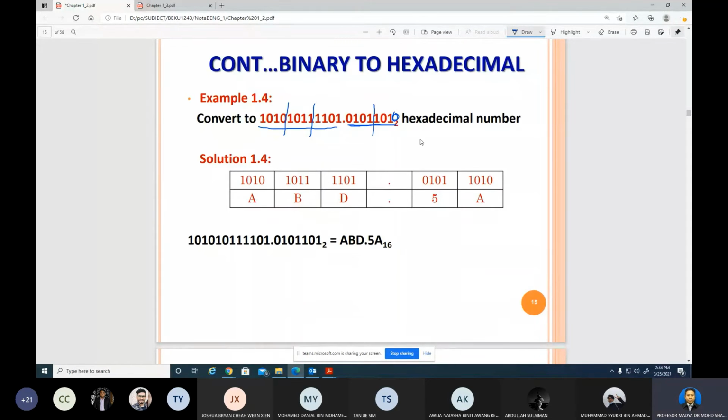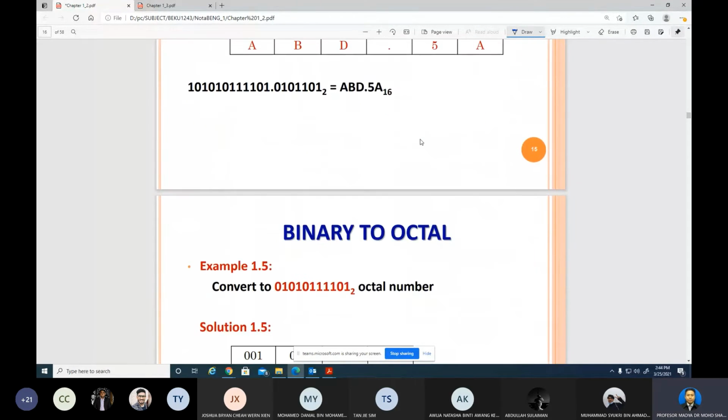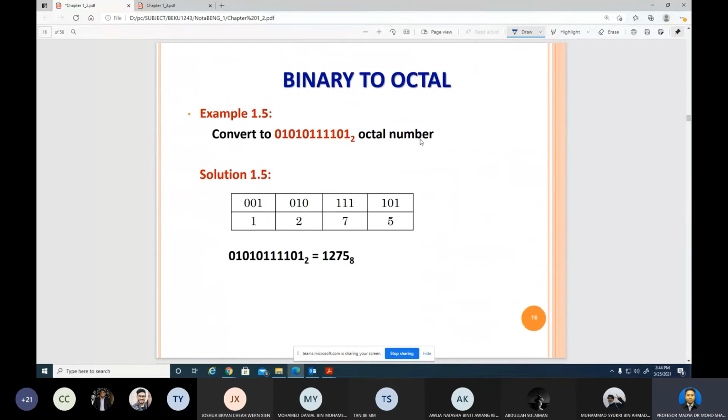Okay, this one is binary to hexadecimal. And then binary to octal that I mentioned to you, you can divide by 3. That is the difference between octal and hexadecimal. For octal, one group is 3 bits. 1, 2, 3, this one group. 1, 2, 3, this another group. 1, 2, 3, 1, 2, 3. So here is our group. Then you can convert 101 will be 5, then 7, 2, 1. So this is the value for octal.